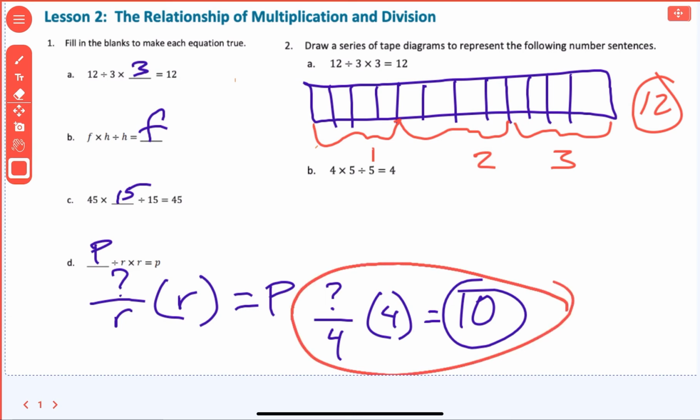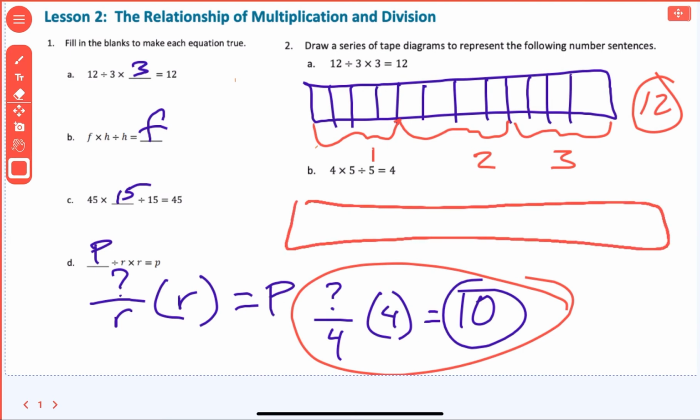Same thing with this scenario right here. If I have 10, and I broke them apart by fourths, and now put them back together by fourths, I still have 10. Okay? So now if we have 4 times 5 divided by 5, what am I going to have? Well, if I have 4 5 times, there's 1, 2, 3, 4, 5 groups. There should be 20 there.